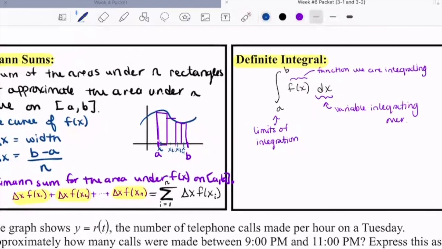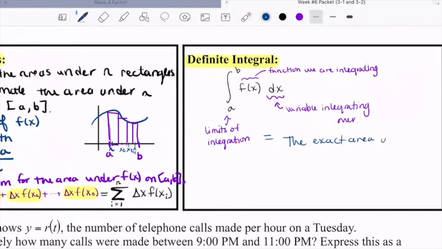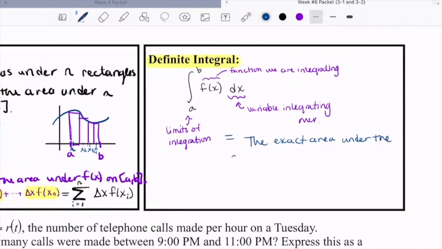So what is this amount? Well, this whole object that I just wrote down? Well, this is a number when we have these limits of integration, and it's equal to the exact area under the curve of f of x from a to b.